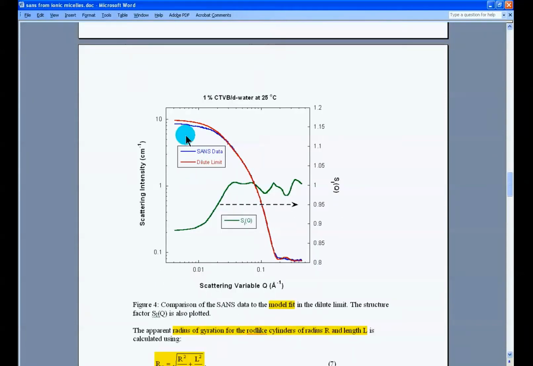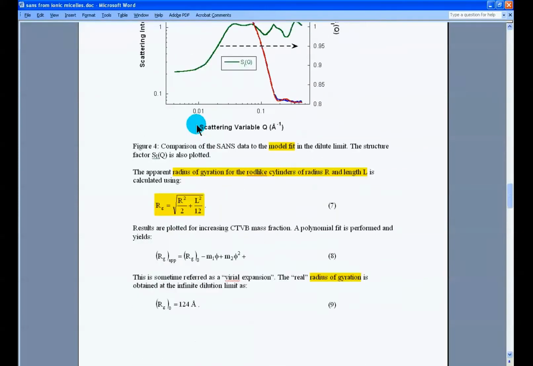This is the SANS data in blue, and the fit using the dilute model here. This is the structure factor here. It's almost 1, except at low Q. There is a small deviation here, I would say maybe 10% or less.